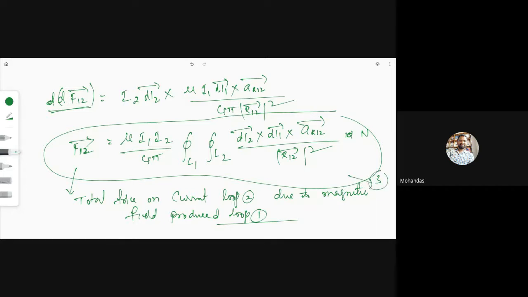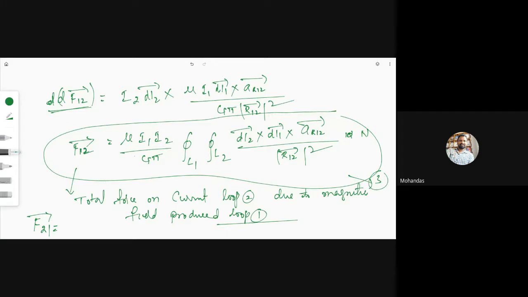Likewise, we'll be having another force. What is that force? F21. What is F21? Total force on which loop? First loop, due to magnetic field produced by loop 2. Okay, that is F21.